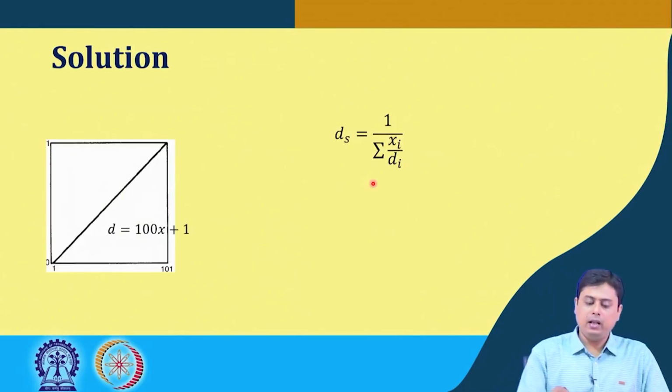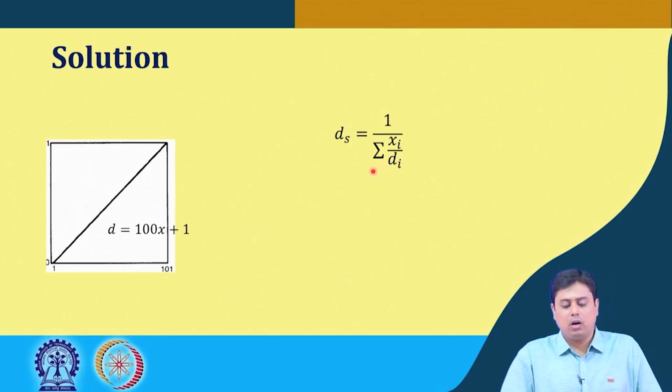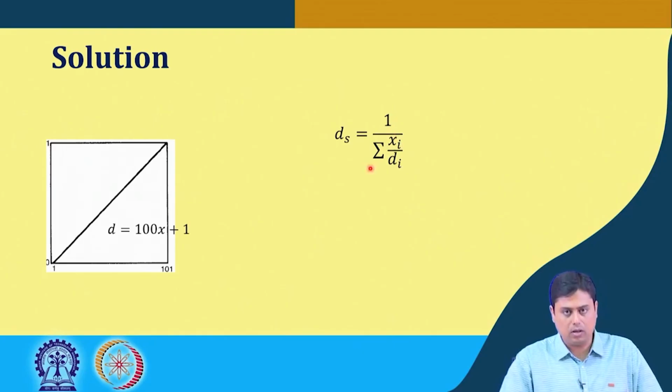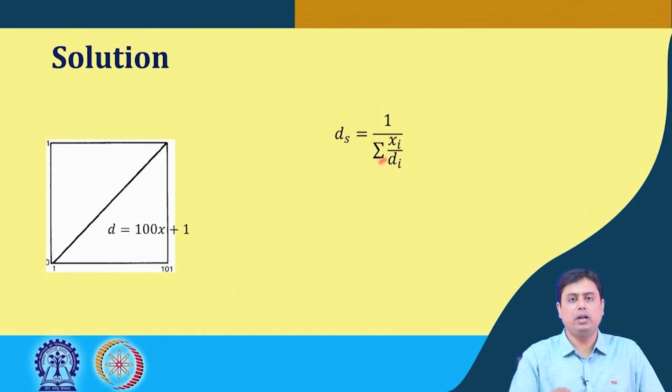Again you have to remember this expression, because I showed it in my last class: the surface mean diameter, which we can represent by ds, is 1 by summation of xi by di, where xi is the mass fraction of the ith size component and di is the corresponding diameter. In this case it starts from 0 mass fraction where d is 1, and then gradually increases to the 101 micron size particle where xi goes to 1.